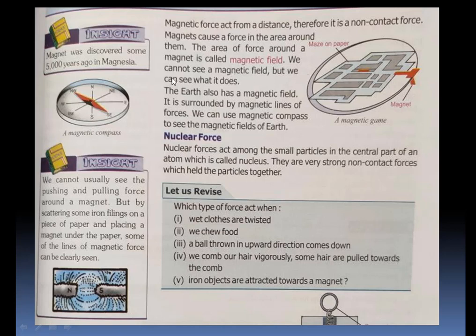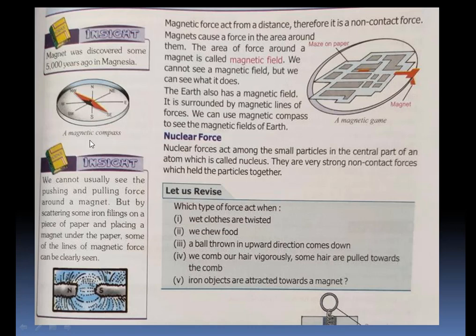We cannot see a magnetic field, but we can see what it does. The magnetic field is invisible, you cannot see it, but within the magnetic field, if you bring a piece of nail, then it's going to be attracted by the magnet. That we can see or we can feel.